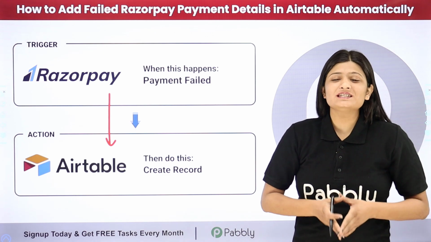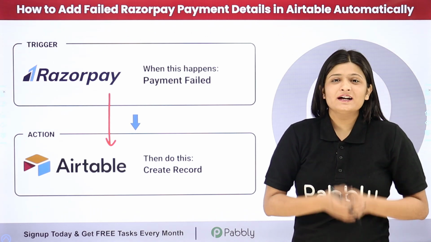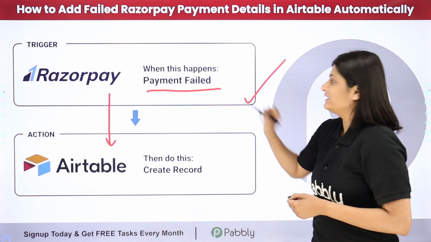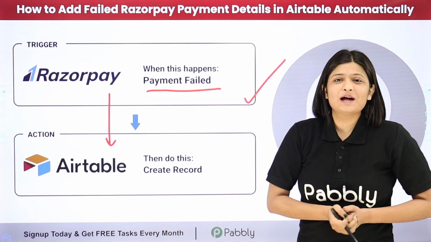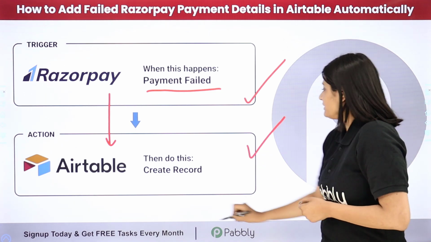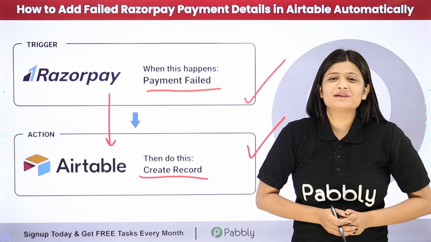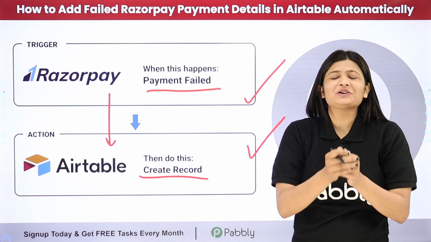Pabbly Connect runs on two principles, which is trigger and action. Here as my trigger application, I am going to take Razorpay where this payment failure will happen, and then in my action application, I am going to take Airtable where all these details will be added automatically. If you want to learn this amazing automation step by step, then let me take you all to my screen.